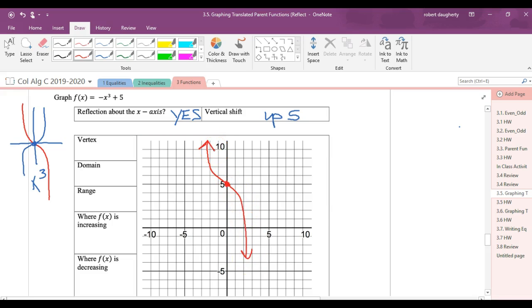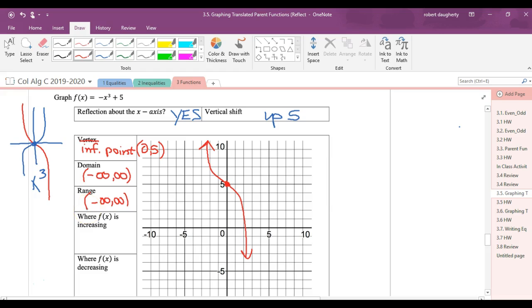So that is the graph of negative x cubed plus 5. What is the vertex? This one doesn't have a vertex, it has an inflection point really. What is the inflection point on this? Yeah, 0, 5. These things all have the same domain and range.